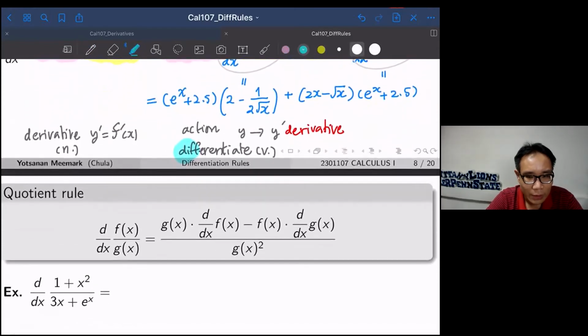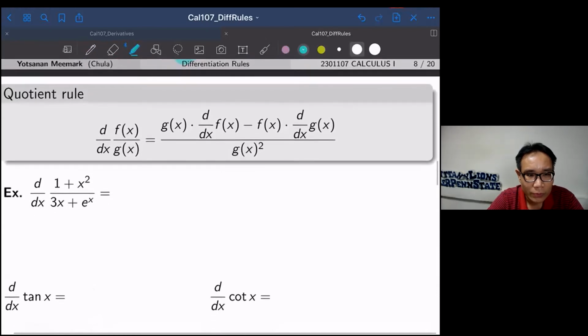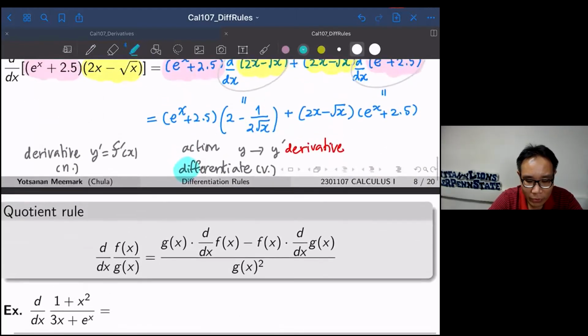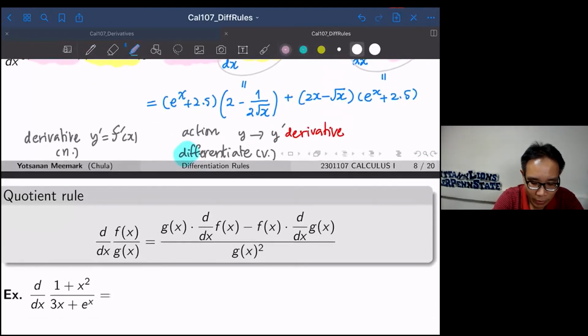The next one is about the quotient rule. The quotient rule is for when you have the derivative of two functions. Again, you have the top function and the bottom function. The quotient rule says that when you'd like to find the derivative of the quotient between two functions, it's going to be the bottom times the derivative of the top minus the top times the derivative of the bottom, over the bottom squared. So this is called the quotient rule, and it's going to be another important rule.